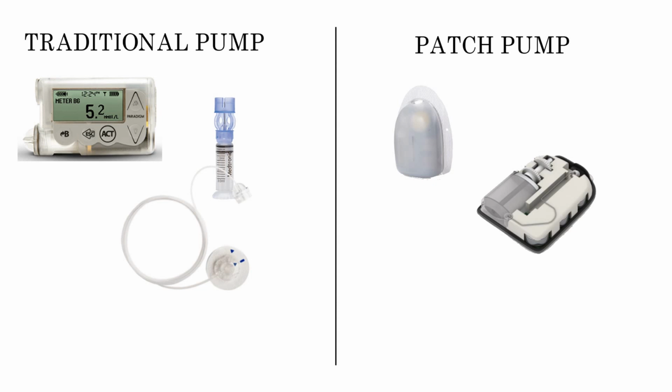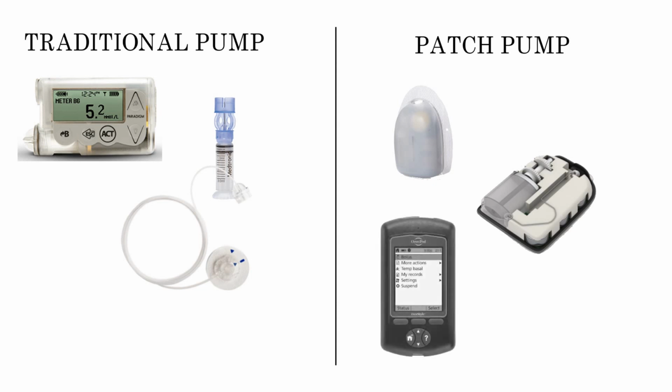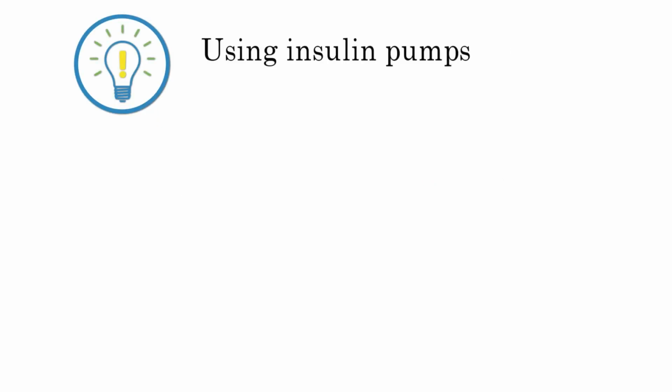Patch pumps have a reservoir, pump, and infusion set inside a small case that is worn directly on the body. These pumps are controlled wirelessly by a separate device for basal rates and bolus insulin. Some of these pumps connect with glucose meters wirelessly or interface directly with certain CGMs.